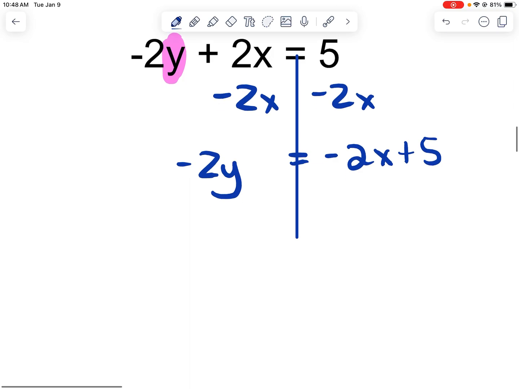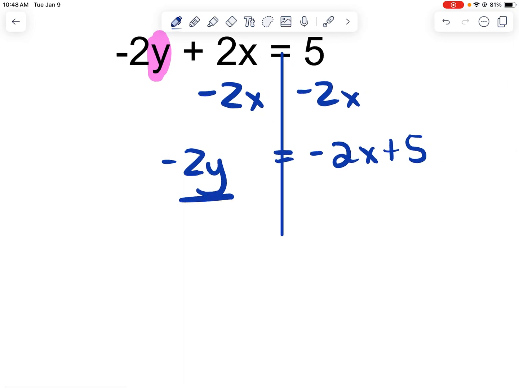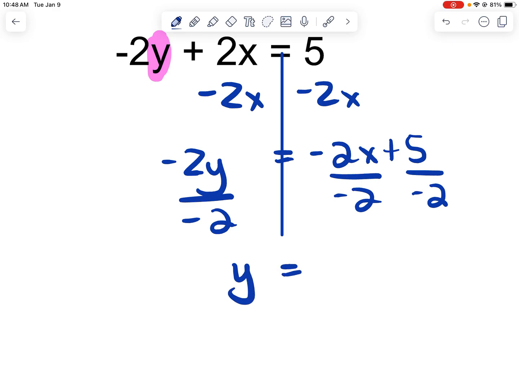I want the y to be by itself. It has a negative 2 being multiplied by it. So I'm going to divide by a negative 2, divide by a negative 2, divide by a negative 2. I get y equals negative 2 divided by negative 2 is 1, but we don't actually write the 1, we just write x. And then positive divided by a negative is a negative, and I have 5 over 2.